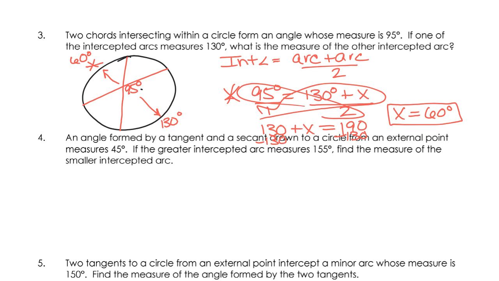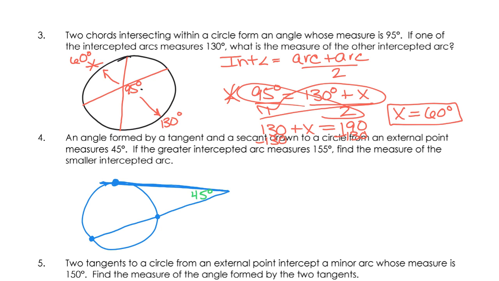Number 4, an angle formed by a tangent and a secant drawn to a circle. So we'll draw our circle. We have one tangent, which should only touch the circle once, and one secant that goes through the circle twice. That is a secant because it touches twice. This is a tangent because it only touches once. The angle formed from an external point measures 45 degrees.